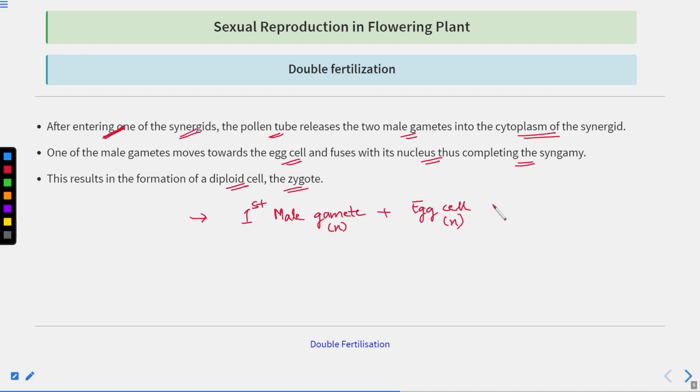Clear? So this leads to the formation of the zygote. So the zygote is a diploid unicellular structure. So the zygote will be 2n, means it is diploid. It contains 2 sets of chromosomes. Now what is a zygote? A zygote is unicellular, means single celled. It is unicellular, but it is a diploid structure.